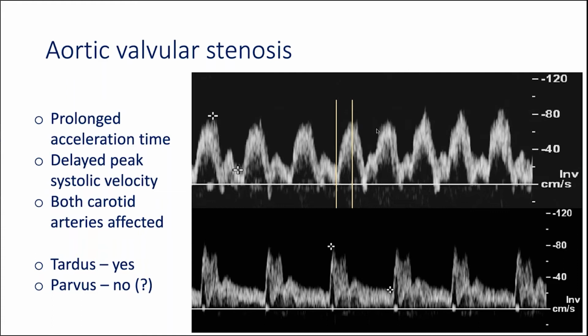Now, we're used to seeing this kind of pattern in peripheral arteries distal to a stenosis, and we see it so frequently that there's a term that we use to describe it. It's often called tardus parvus. Tardus meaning late arrival of the pulse or a prolonged acceleration phase, and parvus meaning that the flow is relatively low. With aortic valvular stenosis, we see the tardus component, the delayed upstroke or the prolonged acceleration time, but generally the flow velocities are fairly well preserved.